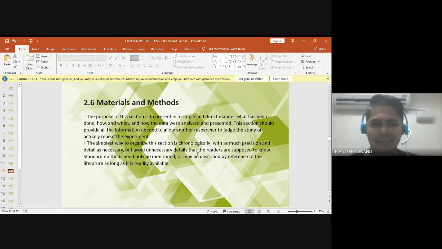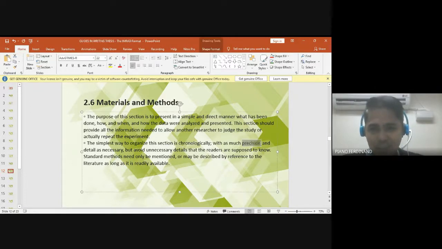too much, no? Kaya nga sabi dito, with as much precision and detail as necessary. Okay? May precision. No? Pwede mong banggitin pero dapat may precision, meaning eksakto dapat or konting-konting detalye lang ang pwede mong ilagay. Okay po? Standard methods need only be mentioned. Okay? Banggitin lang at hindi na po kailangang ipaliwanag pa.